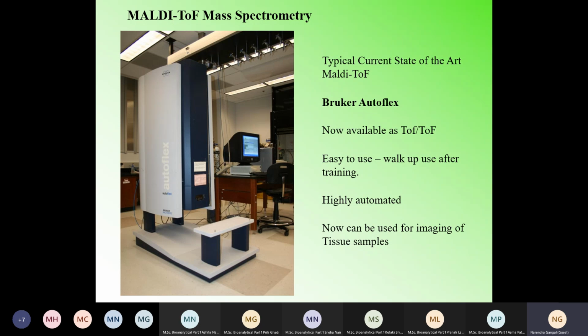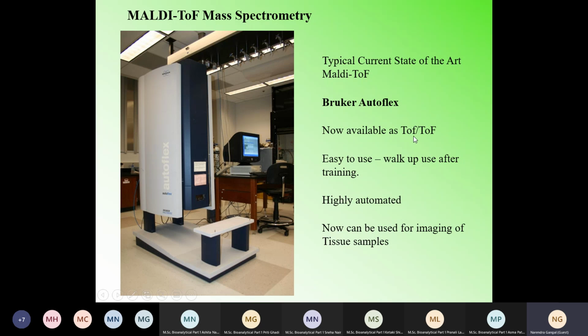MALDI is only for those molecules which are very high molecular weight, like all proteins, peptides, some of the polymers. All those things can be analyzed using MALDI. So MALDI is a source connected with the time of flight mass analyzer.